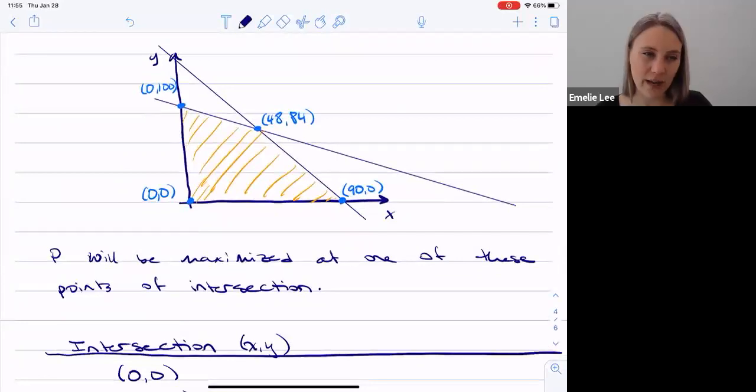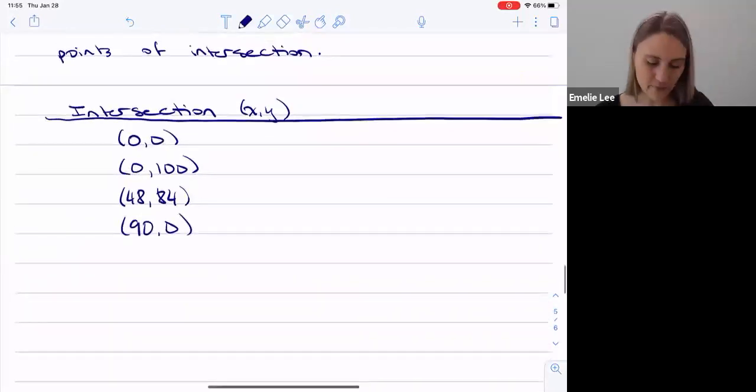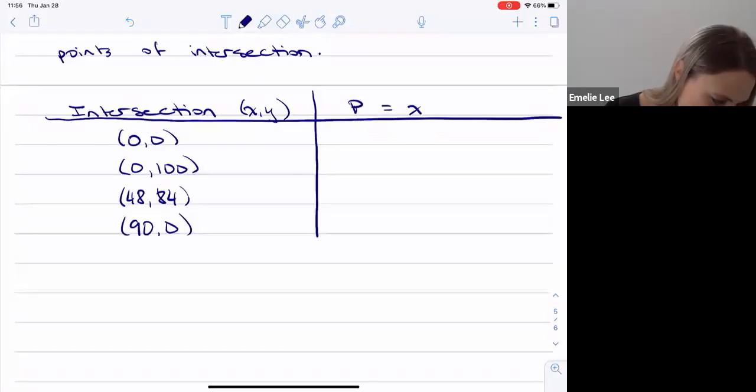48, 84, and then 90, 0, so I don't have to scroll back up again. So I list my intersections, okay? And then I'm gonna divvy this up. And up here, I've got P equals X plus 1.2Y.